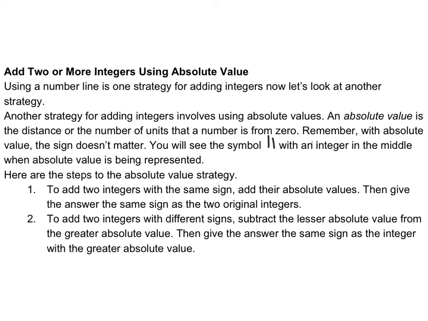Step 2, to add integers with different signs, so now if one's positive and one's negative, we're going to take the smaller absolute value. So if we take the absolute value of both numbers, the smaller one we're going to subtract from the bigger one. It doesn't matter what order it's in, it's always bigger minus smaller. Then we're going to give the answer the same sign as the bigger absolute value. So if the bigger absolute value had a negative, then our answer would be negative. If the bigger absolute value was positive, our answer would be positive.